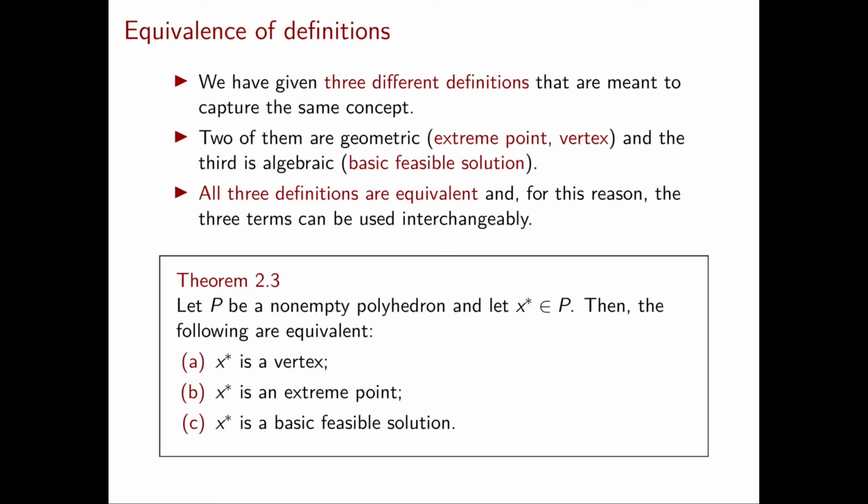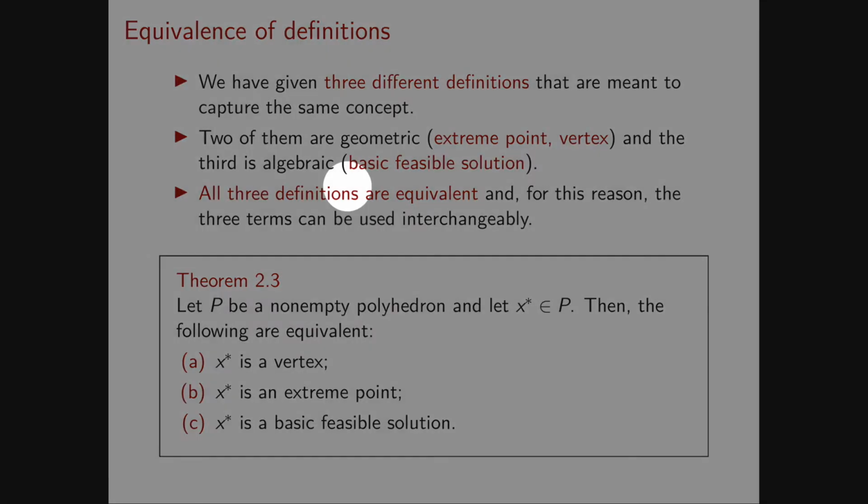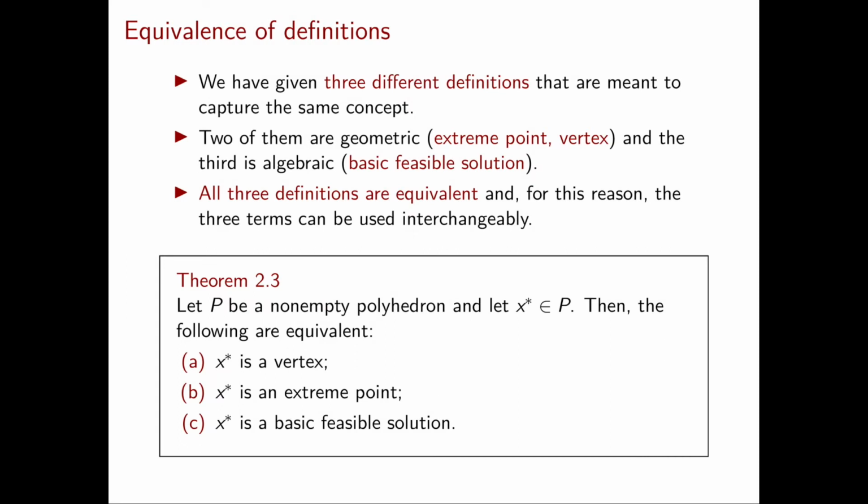So let's recap for a minute. What have we done so far in this video? We have thought about the concept of a corner point, and we have given 3 different definitions that are supposed to capture such a concept of a corner point. 2 of them were geometric, extreme point and vertex, and in these 2 cases we understood the definition very clearly from a geometric point of view, and the third is algebraic. And in fact, the definition is much more technical, less easy to understand where it comes from.